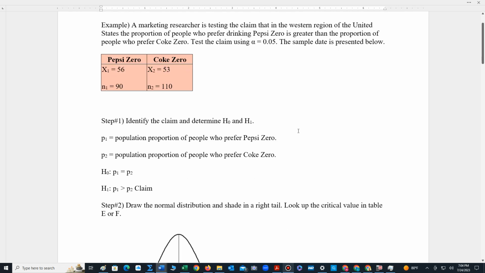First, we have to identify the claim, determine H naught and H sub 1. P1 represents the population proportion of people who prefer Pepsi Zero. P2 is the population proportion of people who prefer Coke Zero. To set up, the claim is P1 is greater than P2. That's our claim. Since it's greater than, that's H sub 1. H naught is that the two proportions are equal.